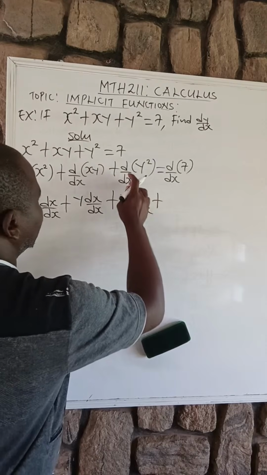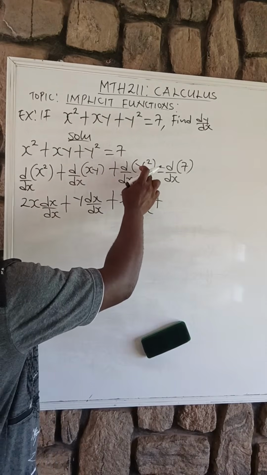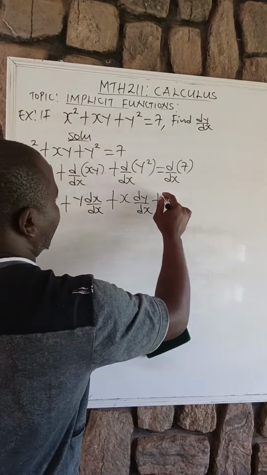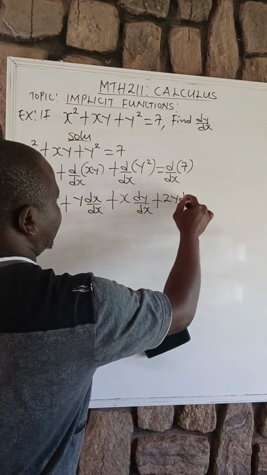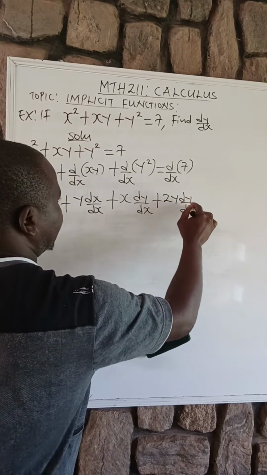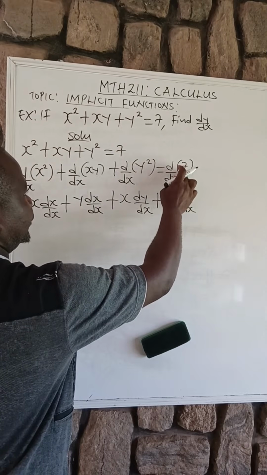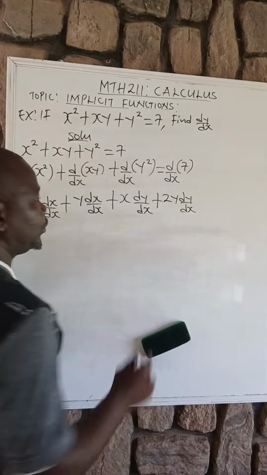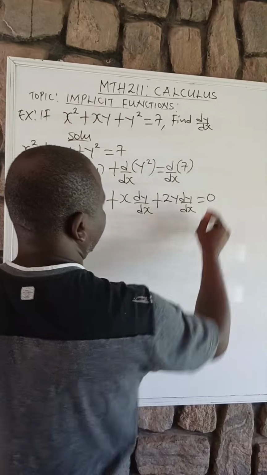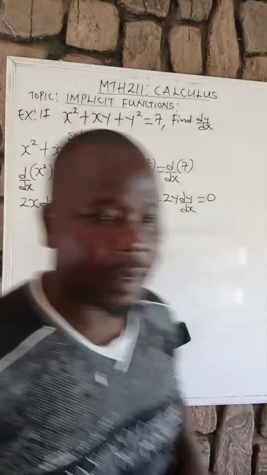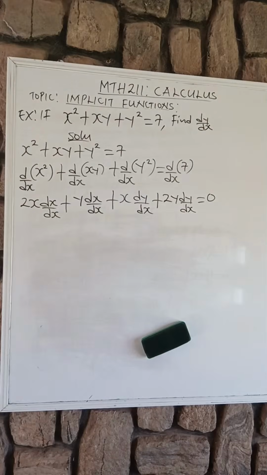Then what do we have here? Plus, let us differentiate y squared. We are going to have 2y dy all over dx. Then here, if we differentiate 7, it is what? 0. True or false? It is true, right? Differentiate 7 is 0.